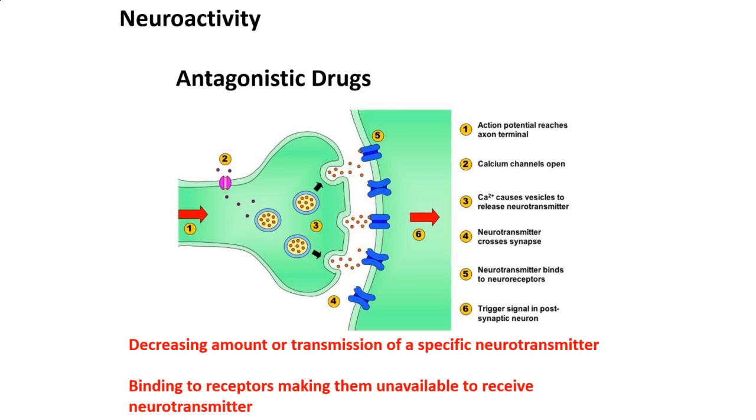Antagonistic drugs, then, are drugs that decrease the amount or transmission of a specific neurotransmitter. So a drug may cross the blood-brain barrier, and it may come in here and bind with a receptor or the receptors on neuron cells. Then when the natural process occurs, and let's say dopamine is trying to be passed from one cell to another, it cannot bind with the neighboring cell because the drug is blocking it. This is an example of an antagonistic drug, and it makes the neurotransmitter unavailable to transmit information.